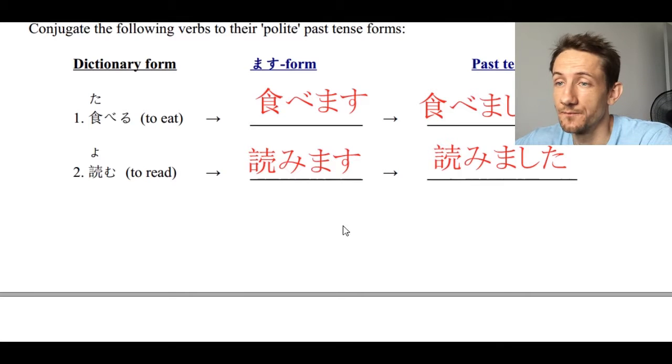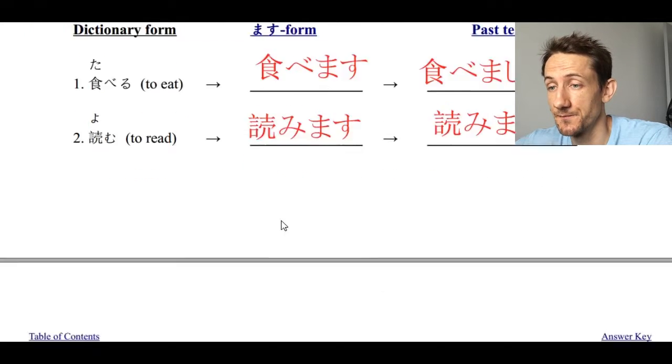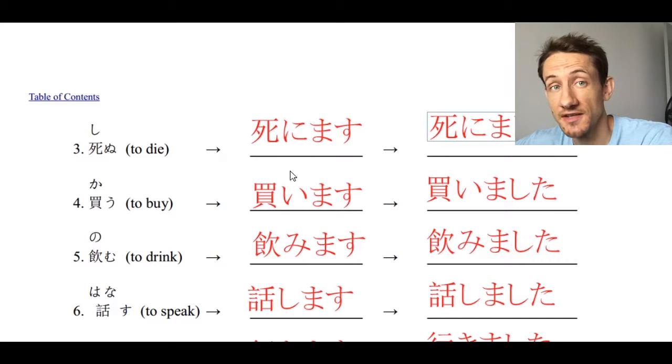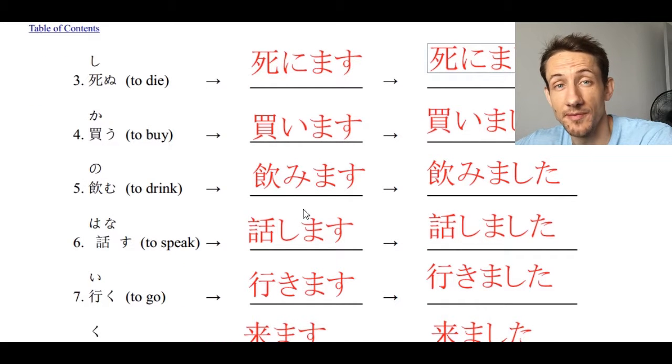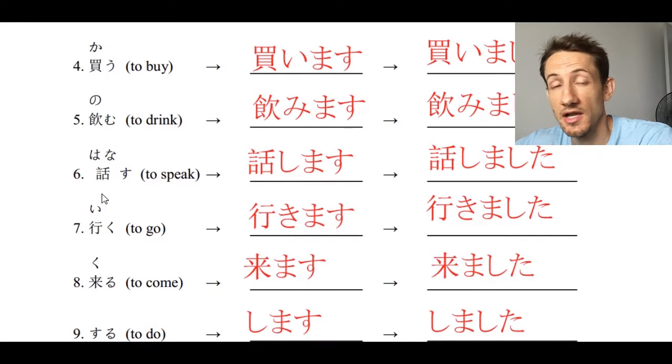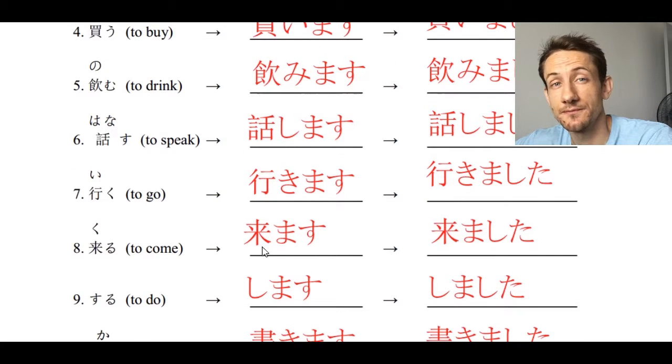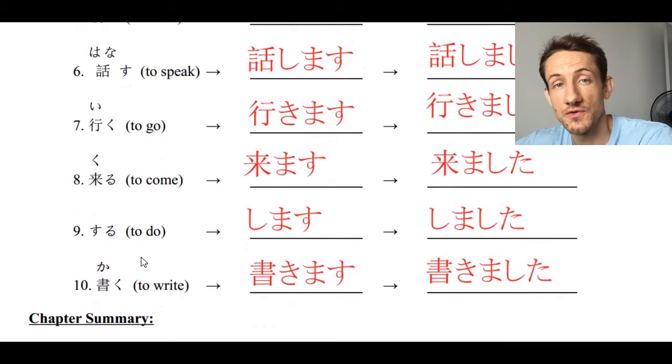Alright, so number 1, 食べる, we have 食べます, 食べました. 読む, 読みます, 読みました. 死ぬ, 死にます, 死にました. 買う, 買います, 買いました. 飲む, 飲みます, 飲みました. 話す, 話します, 話しました. 行く, 行きます, 行きました. 来る, 来ます, 来ました. する, します, しました. 書く, 書きます, 書きました. And that's it.